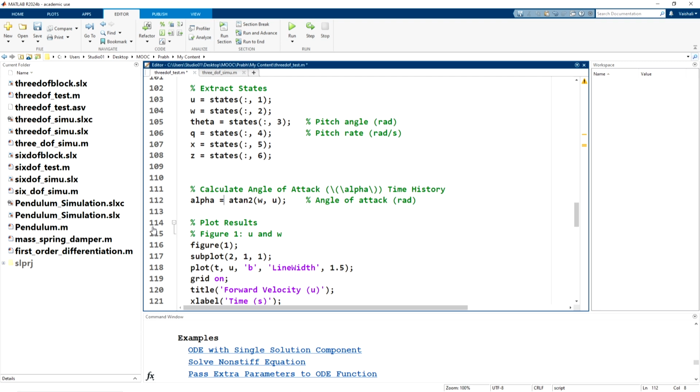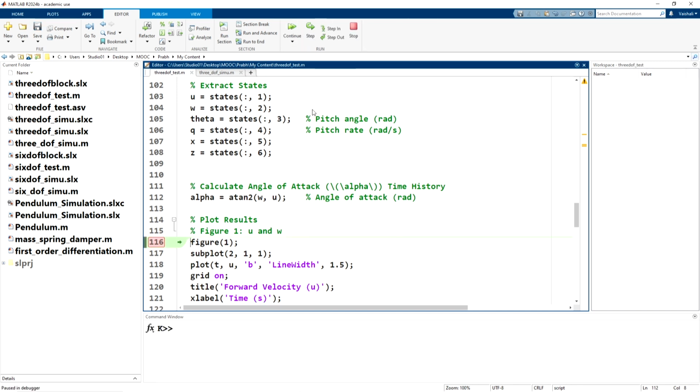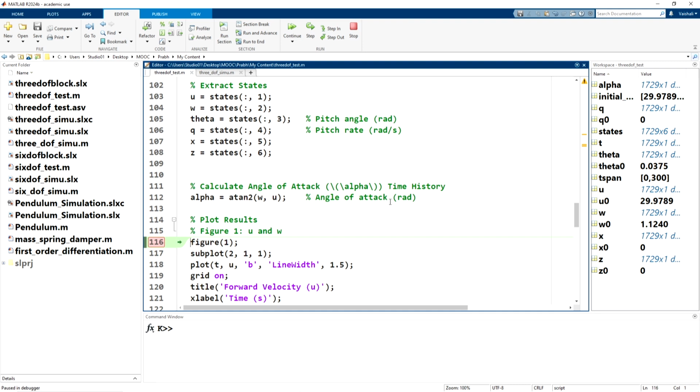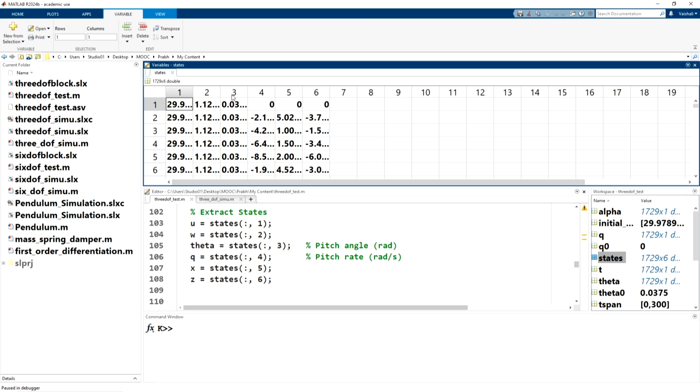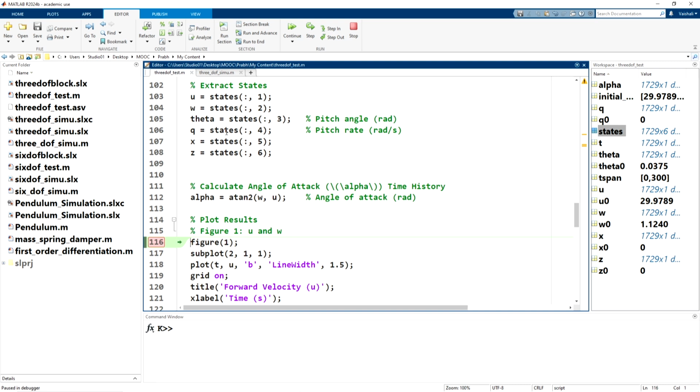Now finally we are ready with the simulation. So let me put a breakpoint here. Now I am running the code. Let us see if everything is working fine. And yes, you can see here in the workspace we have all the variables: alpha, u, w, theta, q, x, and z. And these are the states: 1, 2, 3, 4, 5, 6. So we are letting MATLAB know that first column belongs to u, second column belongs to w, and so forth. Hence we have written in this way.